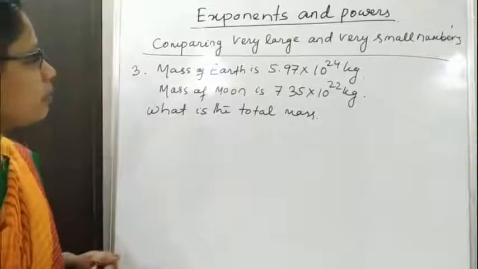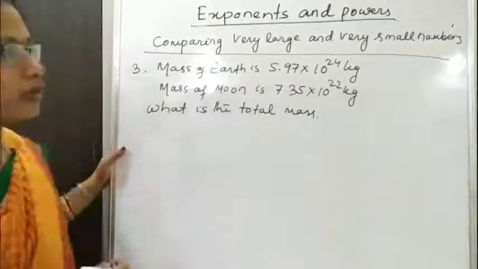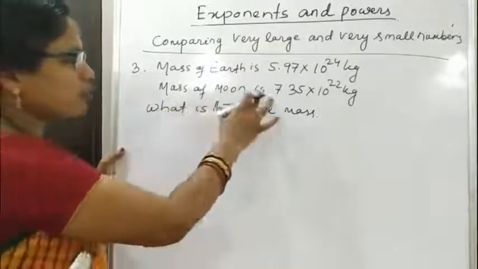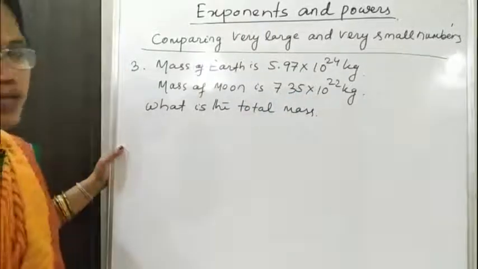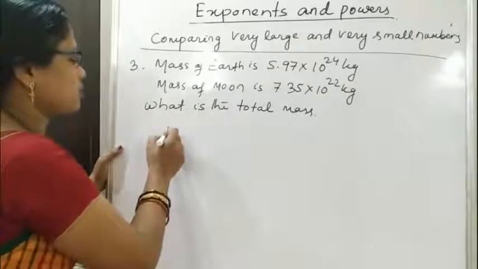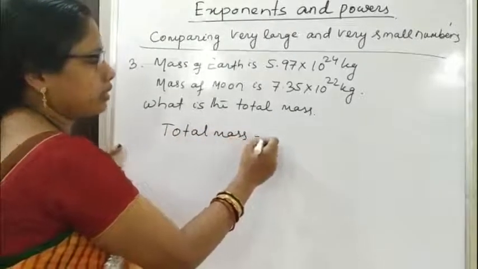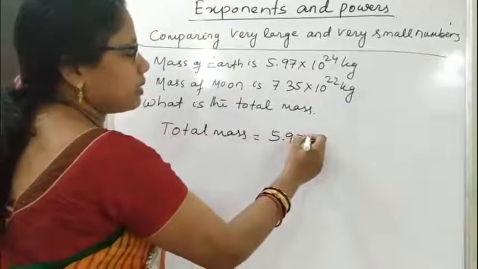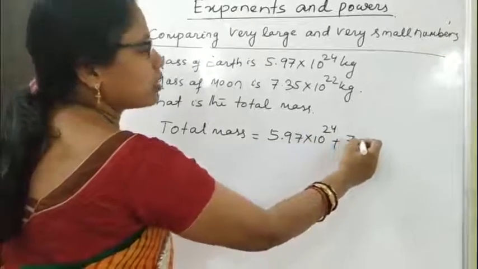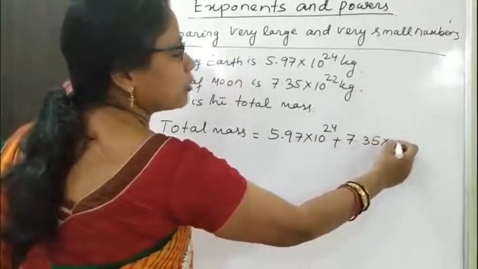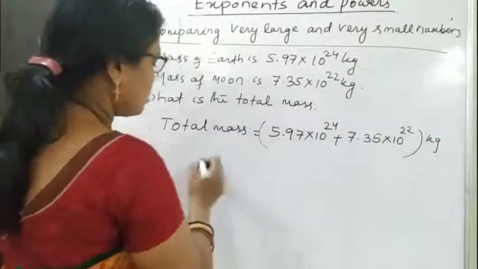Next example, mass of earth is 5.97 into 10 to the power 24 kg. Mass of moon is 7.35 into 10 to the power 22 kg. So what is the total mass? So total mass we can calculate, that is 5.97 multiplied with 10 to the power 24 plus 7.35 multiplied with 10 to the power 22 kg.